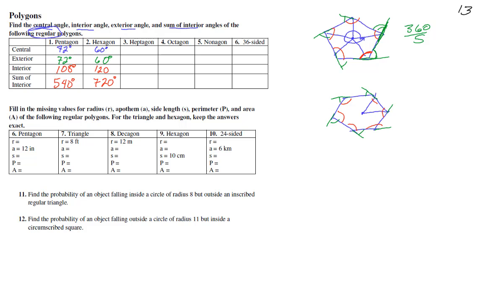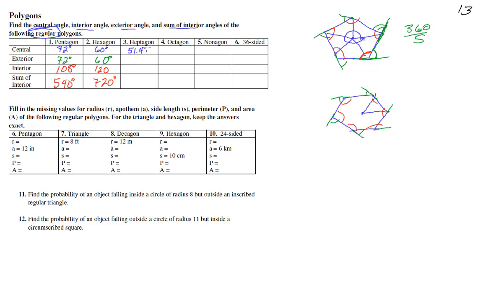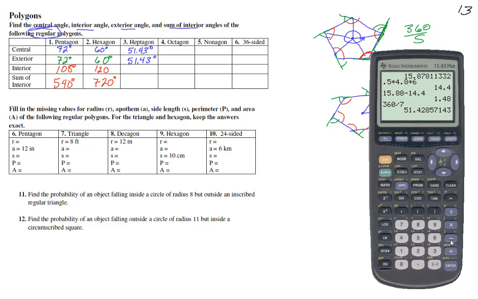Alrighty, so let's do number 3 with the heptagon. So this is going to be 360 divided by 7. That's going to come out to be a decimal, so let's go ahead and punch that in, 360 divided by 7. And that is 51.43. And we know the exterior angle is going to be the exact same thing, 360 divided by 7. Then the interior angle is going to be subtracting this guy from 180. So take 180, subtract that guy, and we get 128.57.